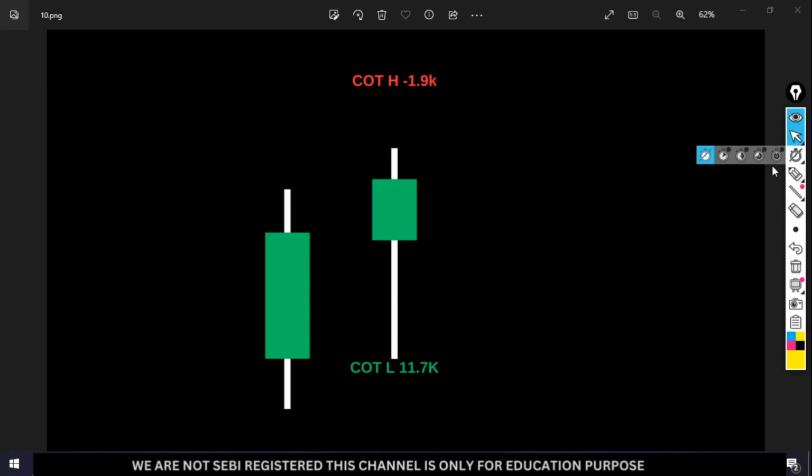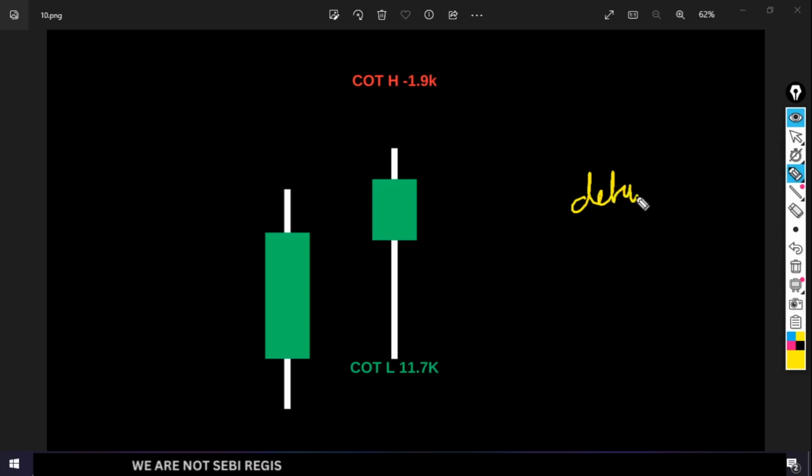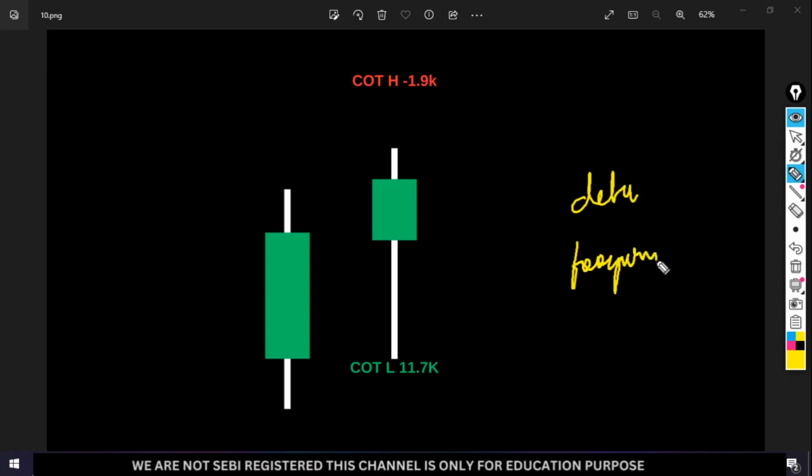So I personally use it to know who is controlling the market on this candle, right? And simply based on the COT, we will not take a trade. We will combine it with the delta, okay, and we will combine it with the footprint chart. We will combine it with some other indicators. Only then will we take an entry based on the COT high and COT low, right? So this is what I wanted to explain to you about the COT and commitment of traders.